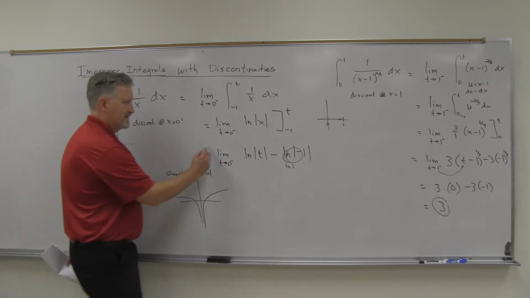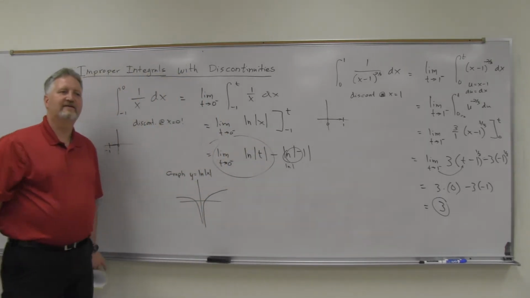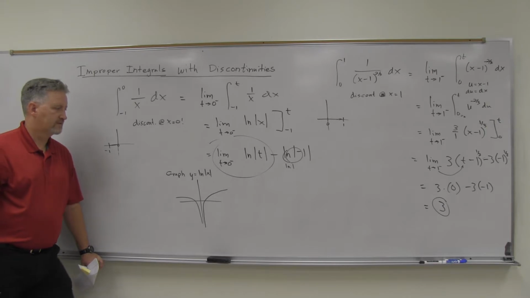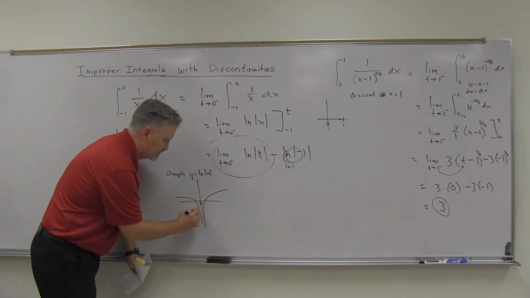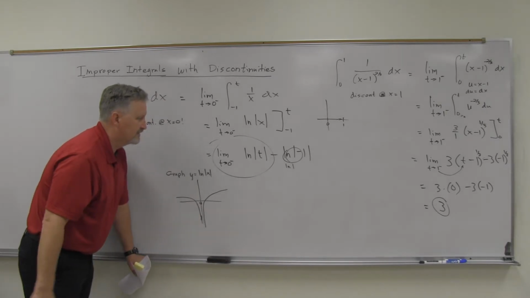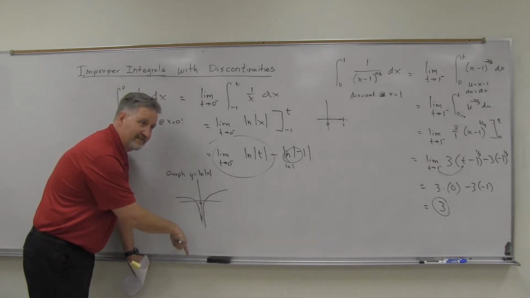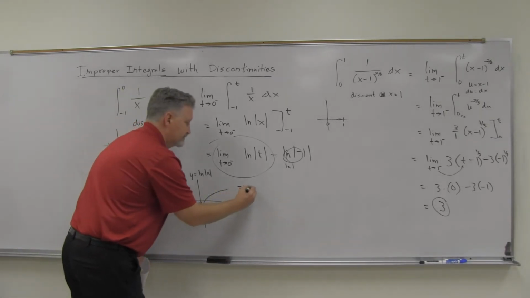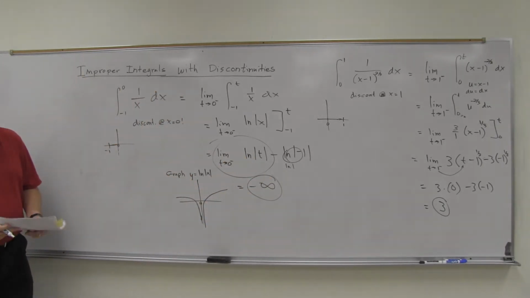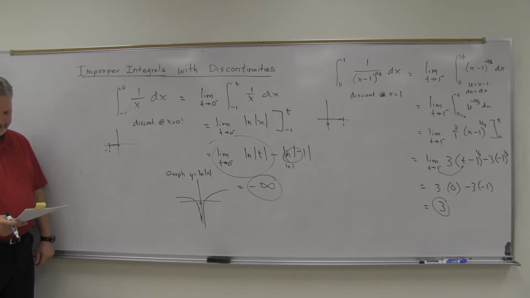So, what is this then? T approaches 0 from the left. Here's 0, approaching from the left. I don't guess it really mattered left or right, would it? But we're approaching from the left, so negative infinity, isn't it? This one's a divergent one. Another divergent one.